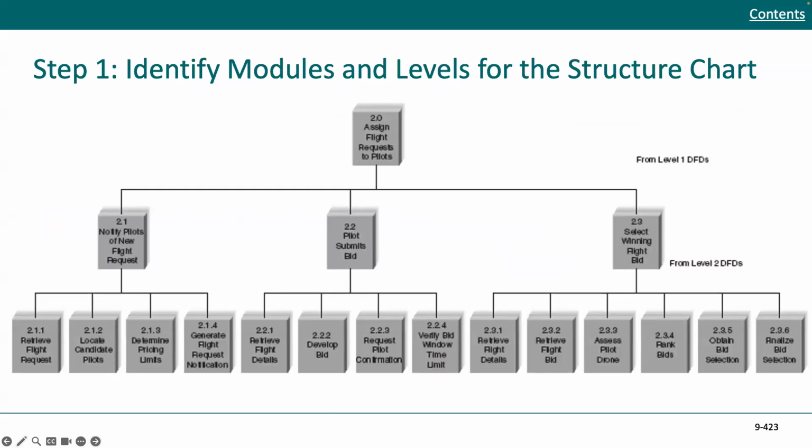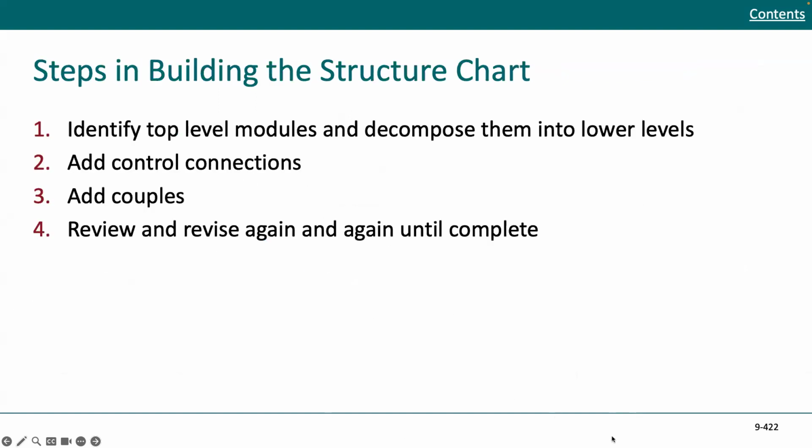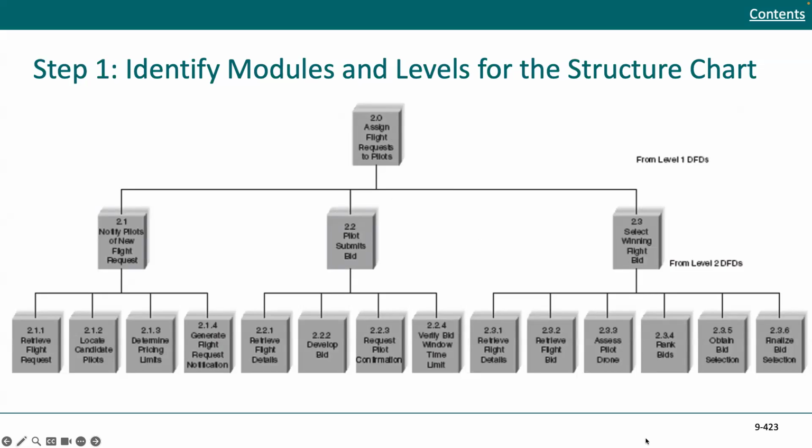So back to our drone tech analogy, here we can be thinking of how we would identify the modules and levels for the structure chart. So here we have the types of things that would be done for a drone flight request to the pilots. Next level is you notify the pilots of the new flight request. The pilot submits a bid, and then you select the winning bid. And so here would be the things, and then we have more details beyond that. So that's the first step, identify the top level modules. We can see this up here.